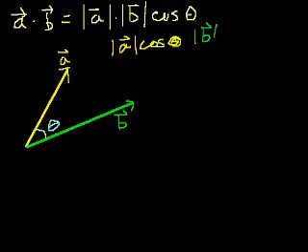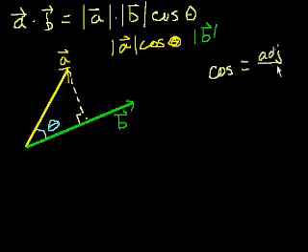Well, let me ask you a question. If I were to drop a right angle right here, perpendicular to B, cosine of theta, SOHCAHTOA. Cosine is equal to adjacent over hypotenuse, right? Well, what's the adjacent? It's equal to this. And the hypotenuse is equal to the magnitude of A, right?